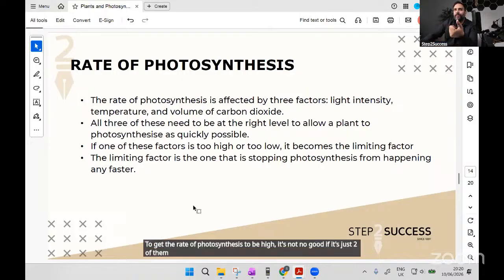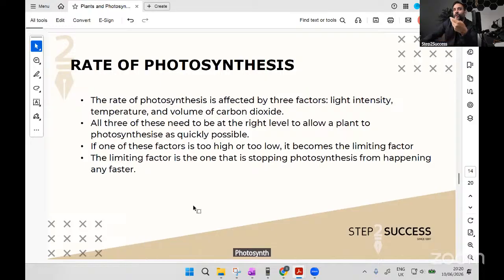So if it's really bright and really warm, then there might not be enough CO2. If there's loads of CO2 and it's bright, but it's not warm enough, photosynthesis won't increase. All three of them have to be high. And if one of them is too low, we call it a limiting factor.